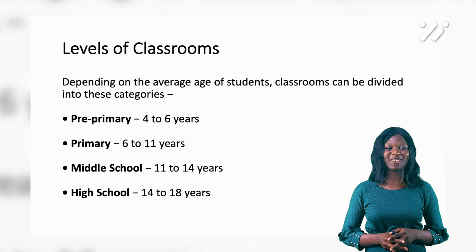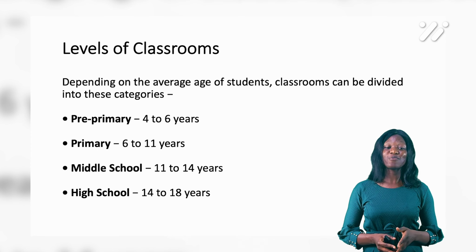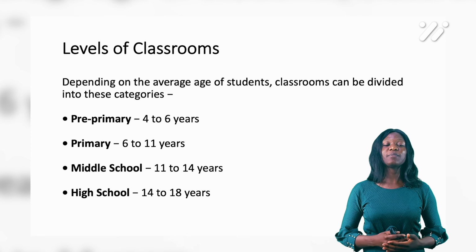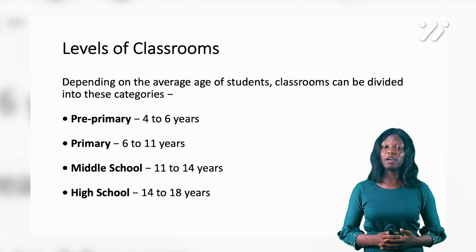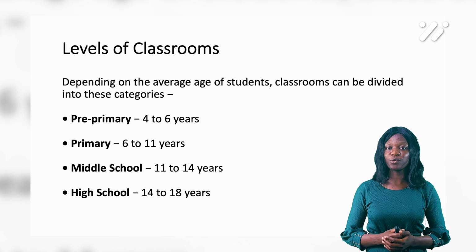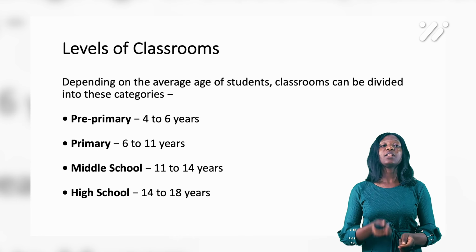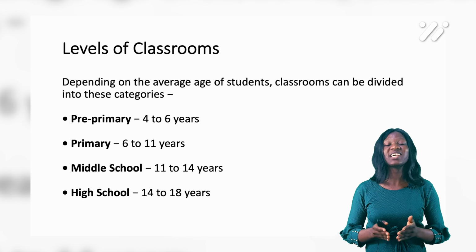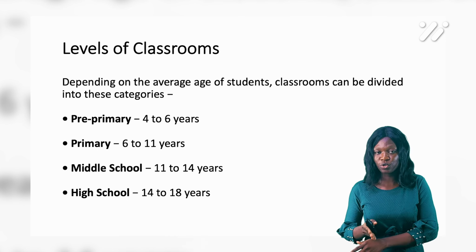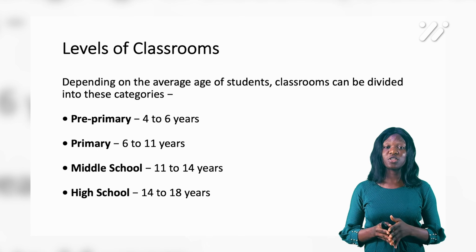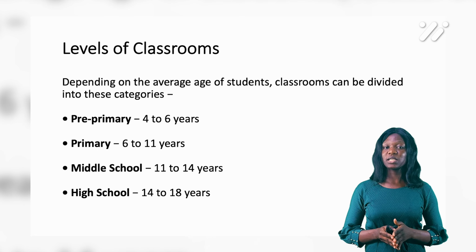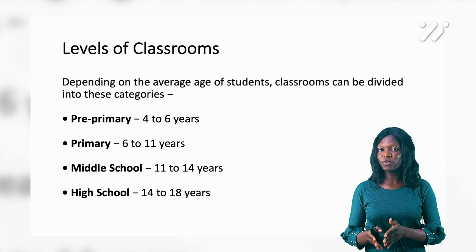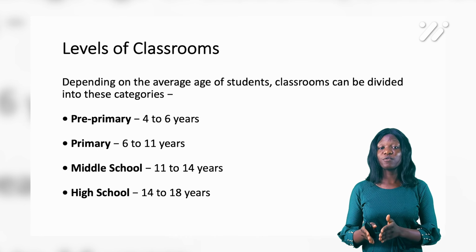Moving to the next category, the primary, you have from 6 to 11 years. Step down to the middle school, which is from 11 to 14 years. And then you have the high school, 14 to 18 years. Now, let's go back. There are 4 categories, depending on the average age of students, into which a classroom can be divided. I started with the pre-primary, which is 4 to 6 years, next the primary, which is 6 to 11 years, then the middle school, 11 to 14 years, then the high school, 14 to 18 years.